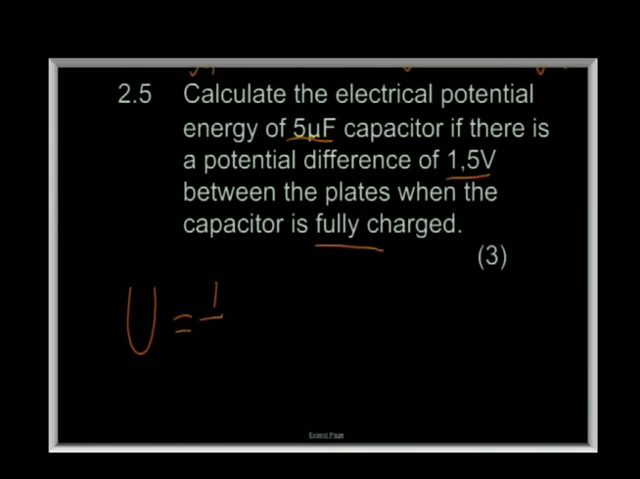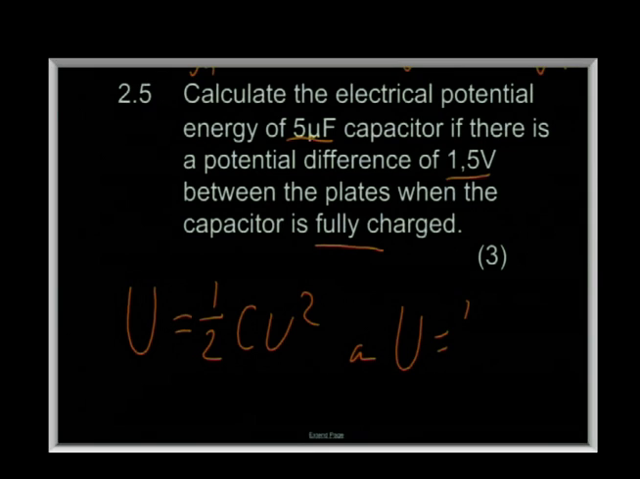Now, let's make sure you've got that formula. You mustn't forget it. You must make sure that you've got it. It's not on the data sheet. Remember, U is equal to half CV squared, or U is equal to half QV. So you can use either of those two.